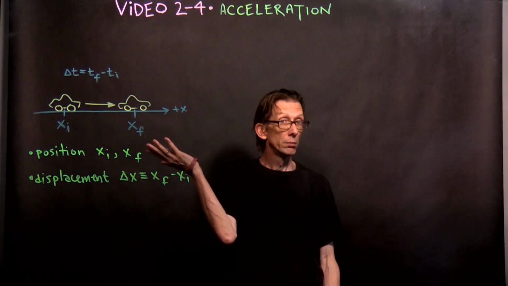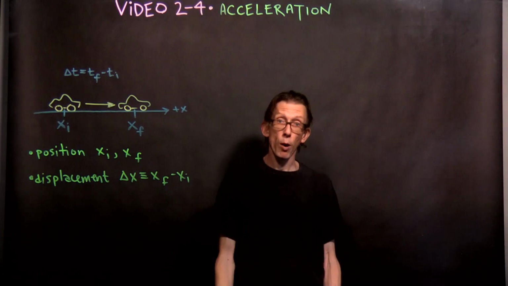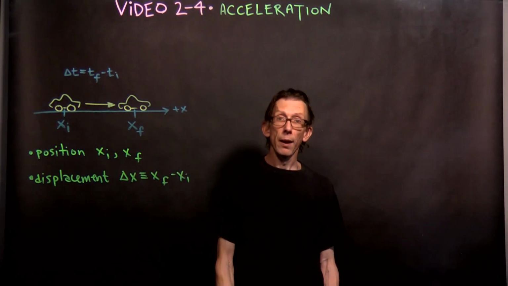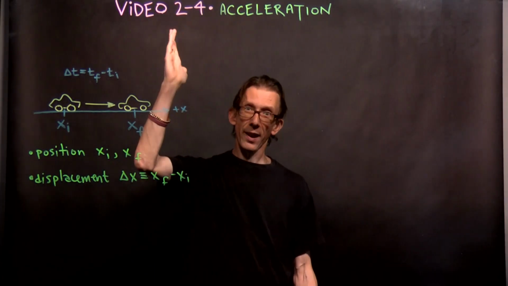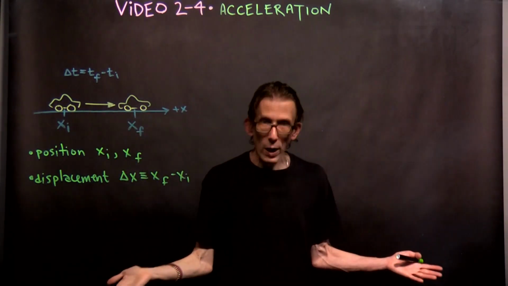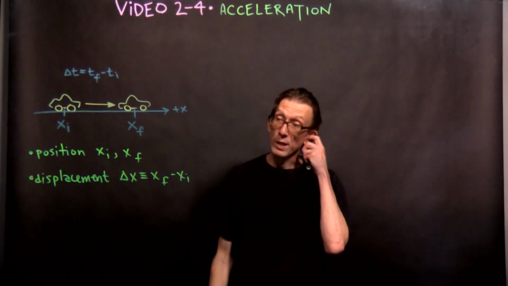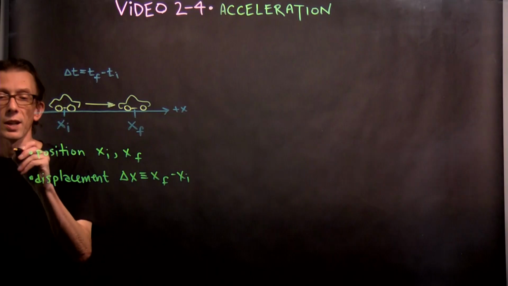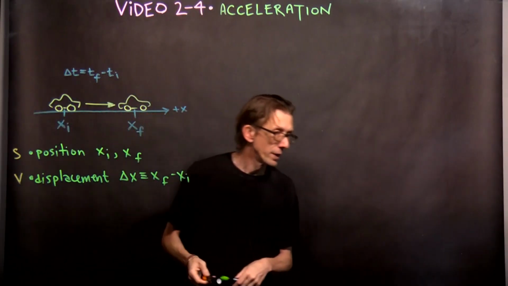Position is not. There's no direction associated with a mark on a ruler. It's just a mark on a ruler. It's just a hash on a number line, what do you call it? Hash mark, not a hashtag. I was going to say hashtag. It's a hash mark on a number line. There's no direction associated with it. It's just a mark on a line. So position is not a vector, but displacement is a vector. So let me do this over here. So position is a scalar. Displacement is a vector. I think that fits. Yes, that fits.